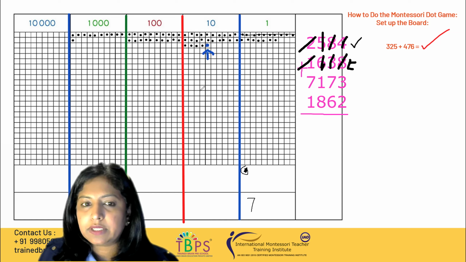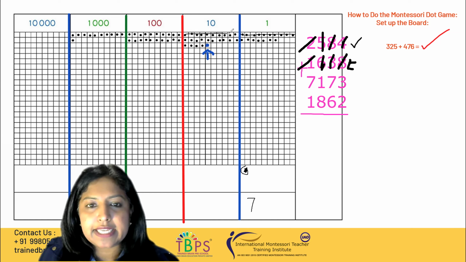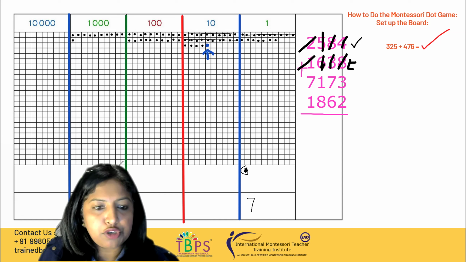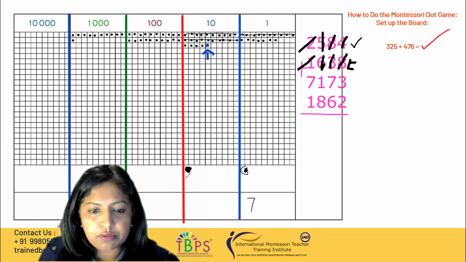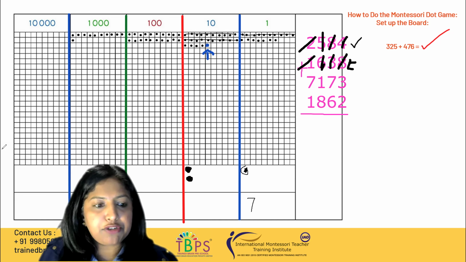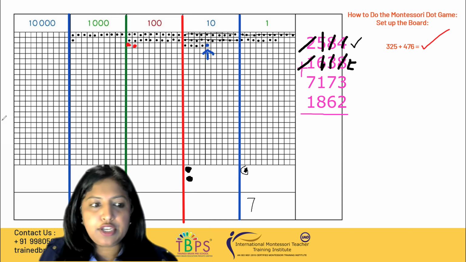Now let's count our tens. 1, 2, 3, 4, 5, 6, 7, 8, 9, 10. Again, 1, 2, 3, 4, 5, 6, 7, 8, 9, 10. So how many did I mark? 2, correct? I marked 2 complete rows. When I do that, I have to mark 2 here. We did that. So how many tens are remaining here? 1, 2, 3, 4, 5.